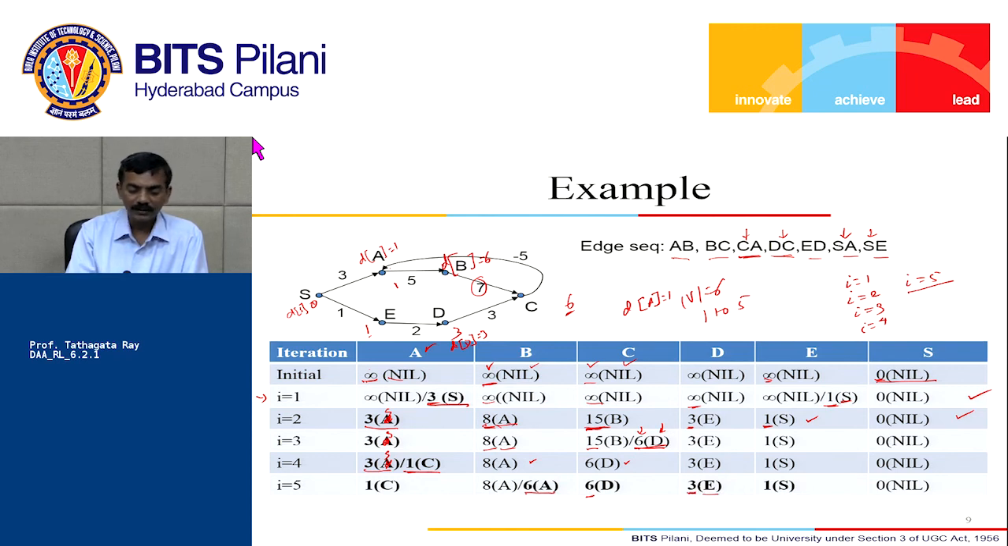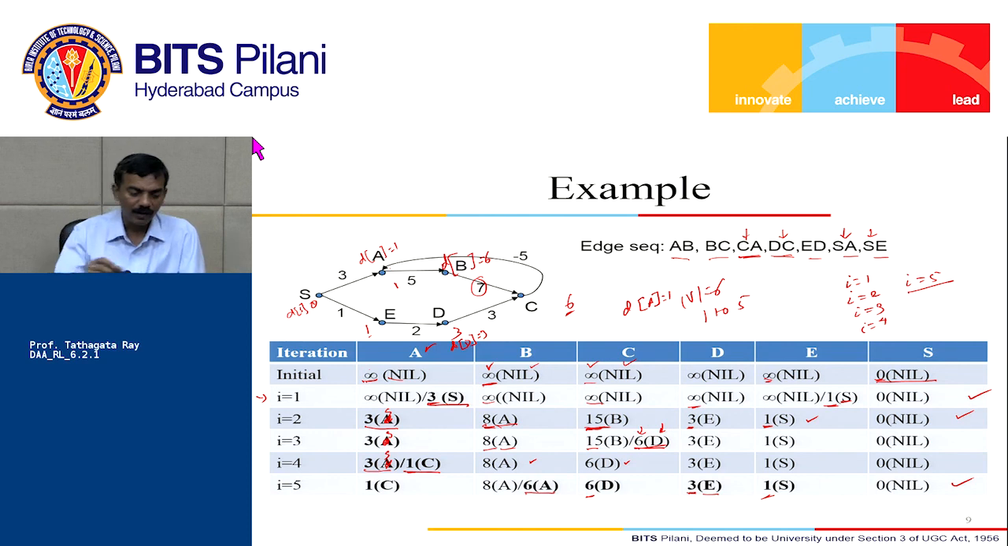SA, S is 0 plus 3 is again 3, which is not better than 1. So nothing changes for A. Okay. SE, same thing, nothing is going to change for SE. S is 0, the edge weight SE is 1, so 0 plus 1 is going to be 1, which is not going to change the existing DE value. And that's where we stop. Fine. That is the Bellman-Ford algorithm.